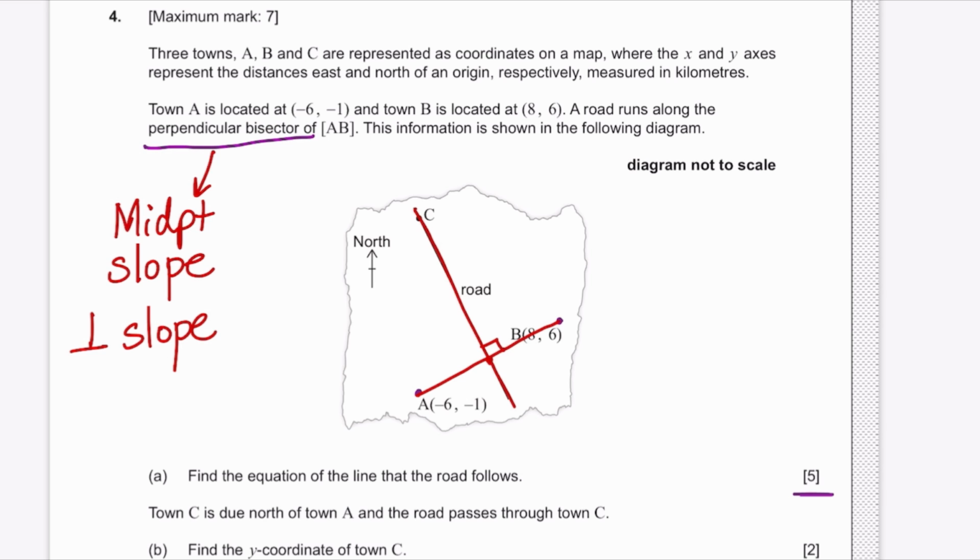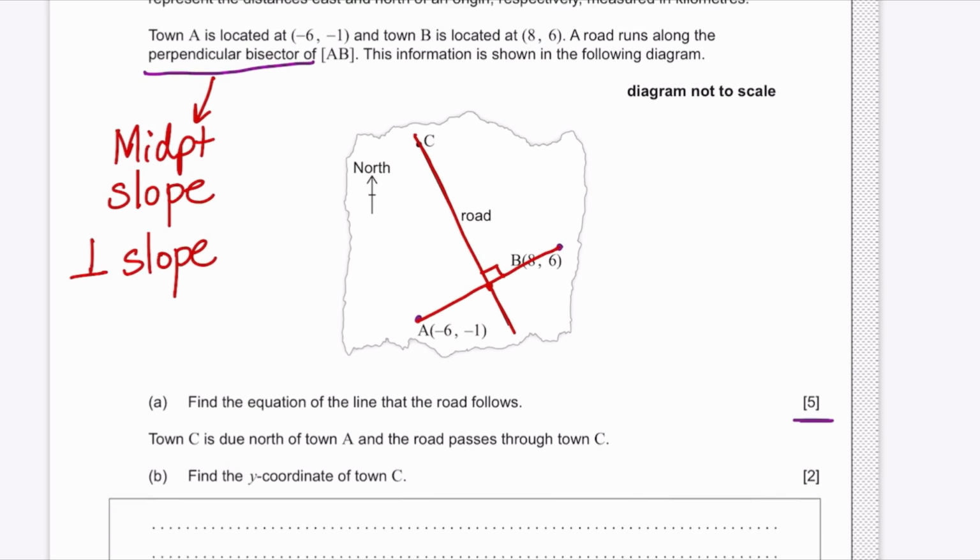So already right there, you're going to start getting a lot of points. You're going to get 1 point for sure for finding the midpoint, 1 point for finding the slope, 1 point for finding the perpendicular slope, and then another point for finding the equation of the line. And as a matter of fact, when I looked at the mark scheme for this question, they gave you 2 points for the slope. So that's actually a lot of points that you want to make sure that you get on this one particular question.